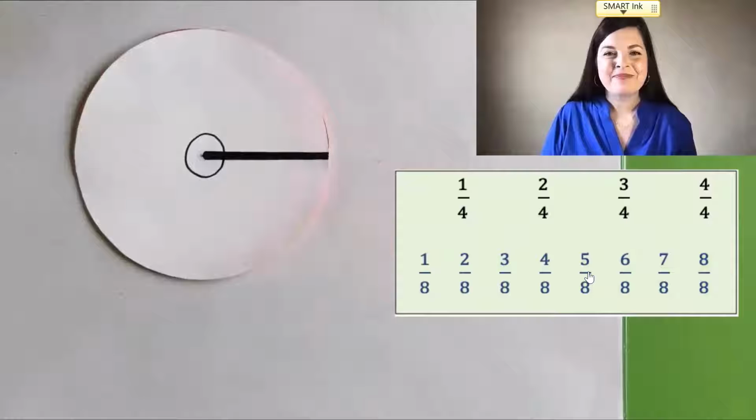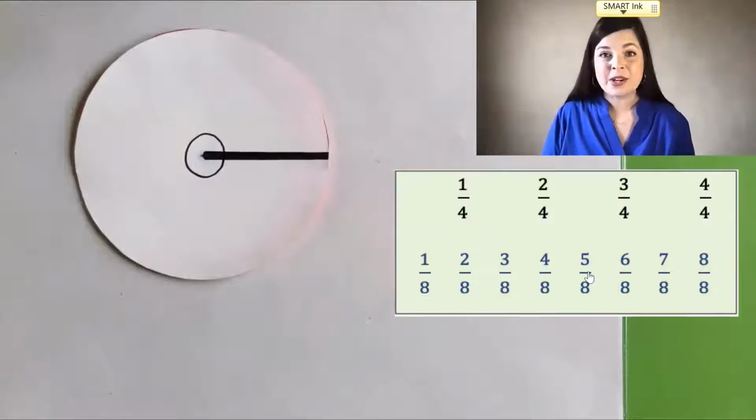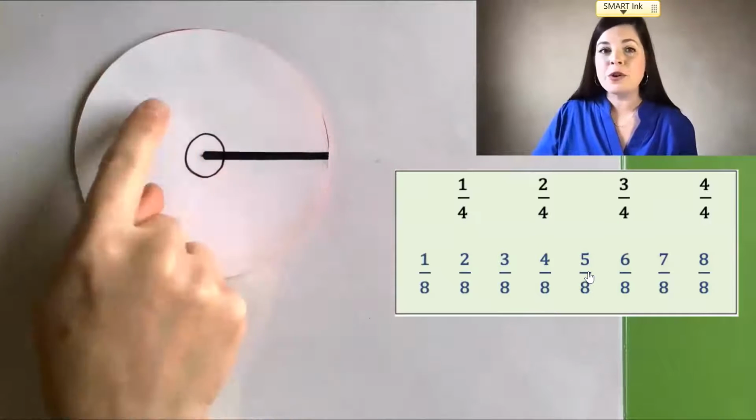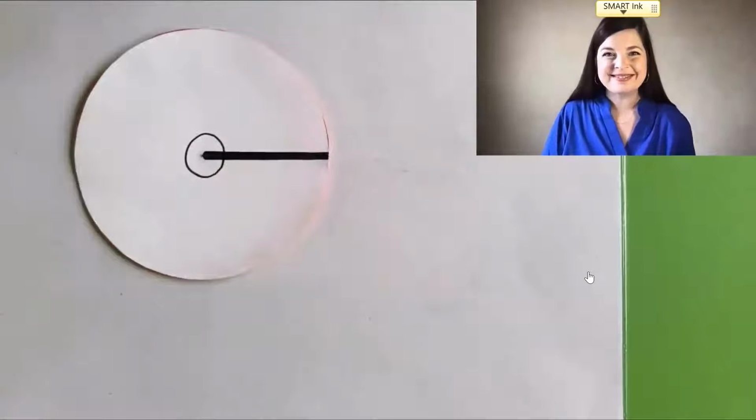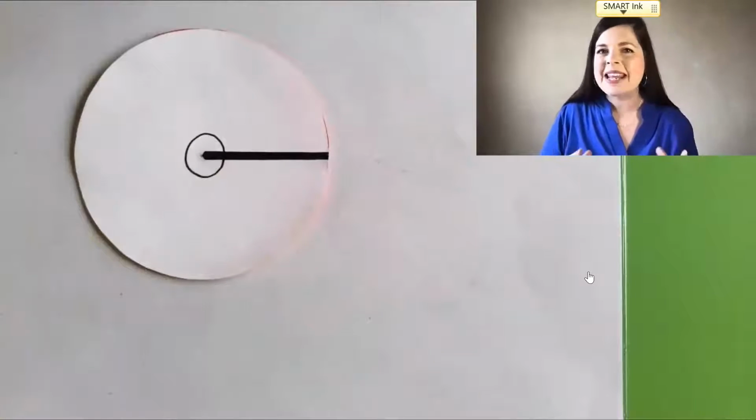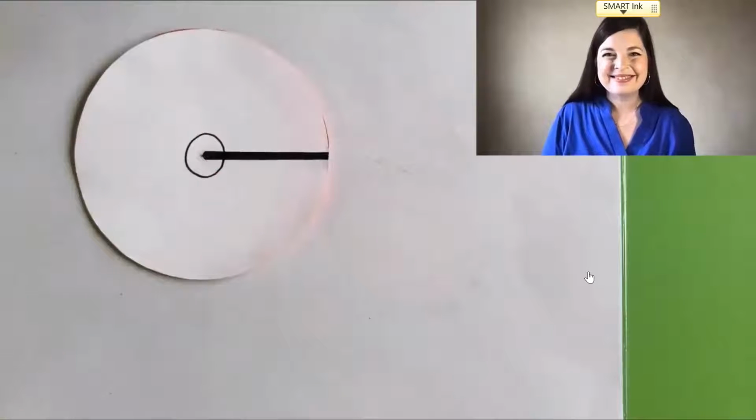Great job. So, did it take more fourth turns or fourths cut from a circle, or more eighth turns or eighths cut from a circle to make the full turn or the full circle? It took more eighth turns. And how many eighth turns did it take to make the full circle? Or to ask another way, how many eighths could we cut from the full circle? 8/8. Way to go.